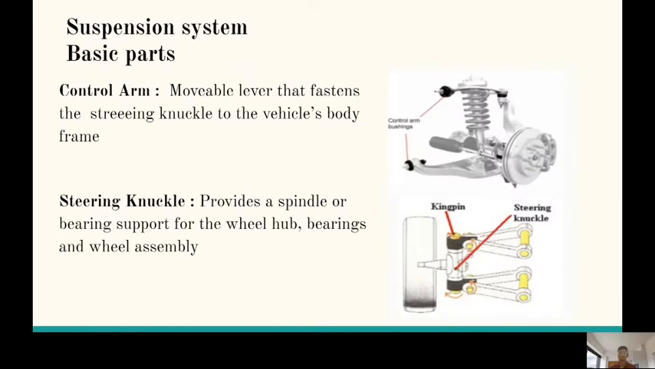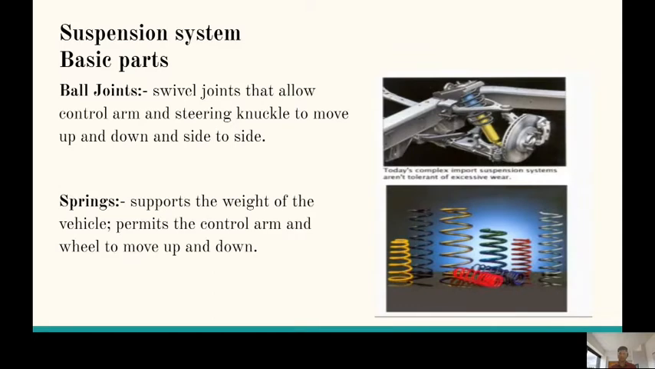The control arm is a movable lever that fastens the steering knuckle to the vehicle's body frame. Then there is the steering knuckle, which provides a spindle or bearing support for the wheel hub, bearing, and the wheel assembly. The pictures are at the side. And then there are the ball joints, swivel joints that allow the control arm and steering knuckle to move up and down and side to side.